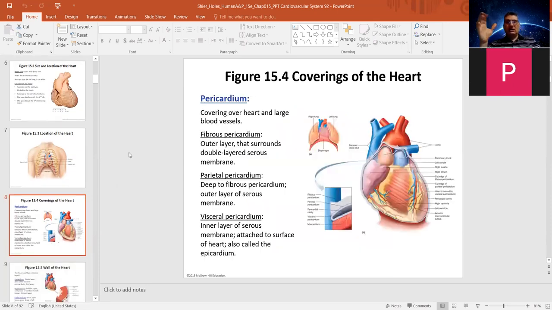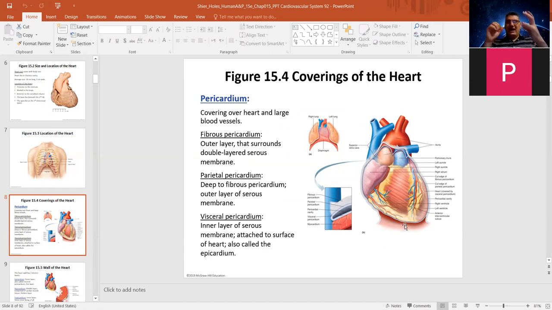The heart is surrounded by serous membrane. We talked about the membranes before. Remember, the lung is surrounded by two bags, two layers, which is the pleura. The heart, on the other hand, is surrounded by two layers, which is called the pericardium. Those two layers here.